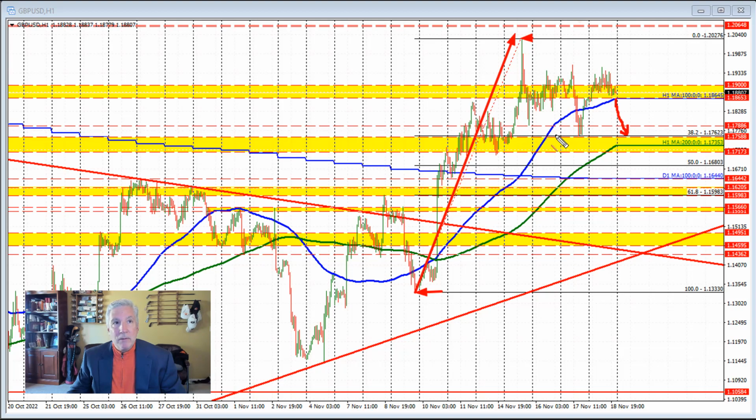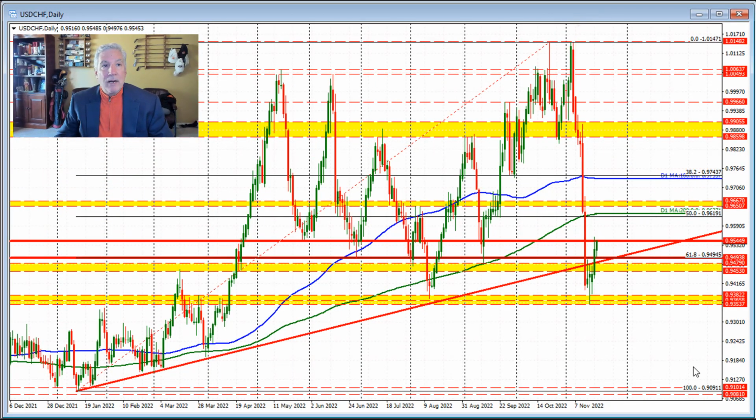the 38.2% retracement, which is what held support in trading on Thursday. And the 200-hour moving average is starting to move up through there as well. So getting below that level will increase the bearish bias for the sterling versus US dollar. Let's take a look at the dollar versus Swiss franc next.